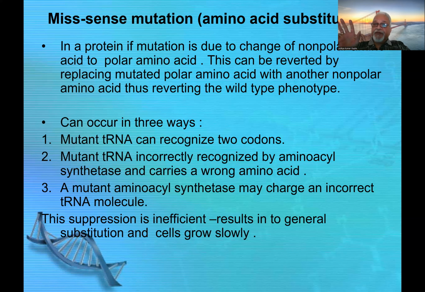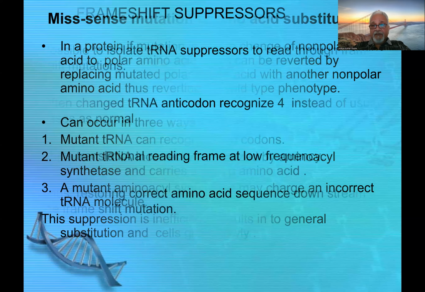Now, these kinds of suppressions are not fully effective in vivo, because this results in general substitution. When something happens generally, it is going to affect cell growth. When a tRNA is mutated and it is replacing the right kind of amino acid with a wrong amino acid everywhere, then the consequence would be that the cell either dies, and whatever cells survive will grow very, very slowly. Okay, so that's one thing.